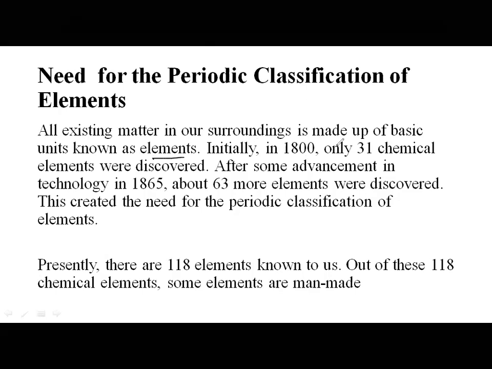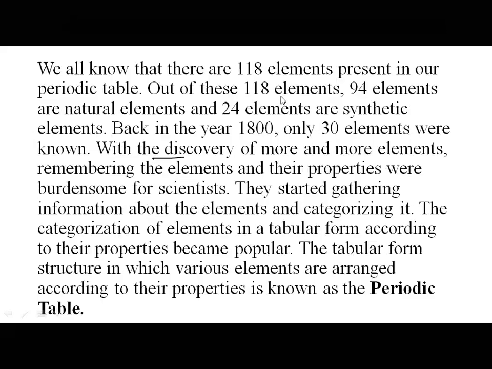Initially in 1800, only 31 chemical elements were discovered. After some advancement in technology, in 1865 about 63 elements were known. Hardly 63 elements in 1865. This created the new need for the periodic classification of the elements. Presently, there are 118 elements known to us. Out of these 118 chemical elements, some elements are man-made and we call them synthetic elements.